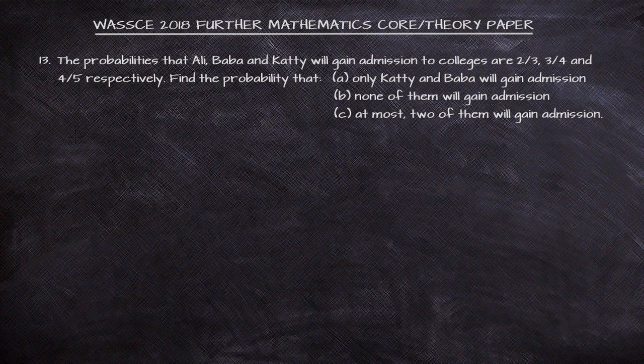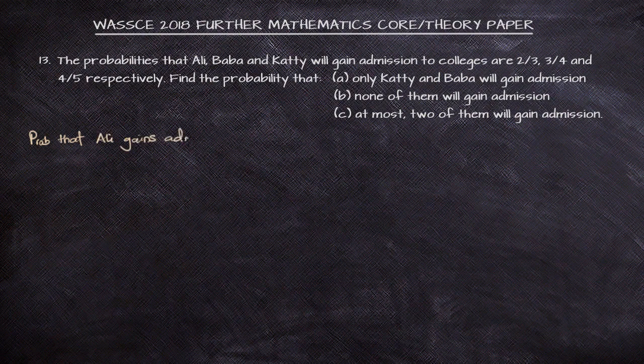Question number 13, we are given the probability of Ali, Baba, and Katie gaining admission to their college. And then we have to find the probability that only Katie and Baba will gain admission, none of them will gain admission, or at most 2 of them will gain admission.